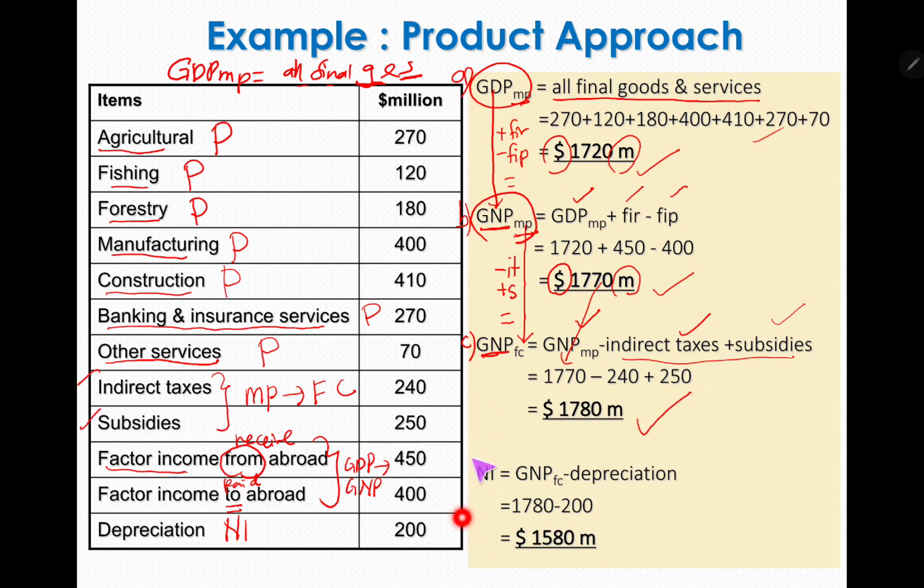So you solve this, and finally to calculate national income, the formula is GNP FC minus depreciation. GNP FC, take the value, and depreciation, go to the table, and you can solve your national income. Sometimes the question can test you: instead of asking step by step GDP MP and then GNP FC and then national income, they can straight away ask you to calculate national income. Although they ask you directly, you need to start with the steps. First must be GDP MP, then you convert it until it becomes GNP FC, and you minus the depreciation, then you solve your question on national income.